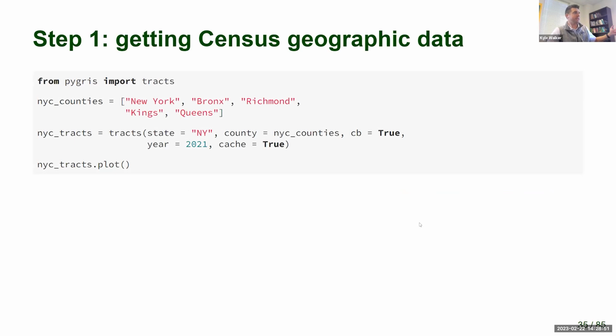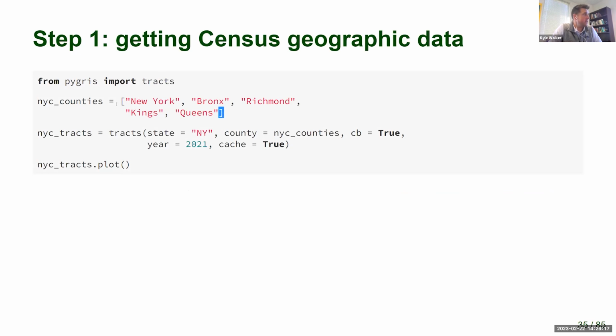So step one, let's say we want to make a map. Our goal here is making a map of educational attainment. So the percent of the population age 25 and up with a bachelor's degree or higher by census tract in New York City. So what I'm going to do here is import the tracts function directly, and you can specify a list of counties. So this is a data structure we haven't used a ton yet.